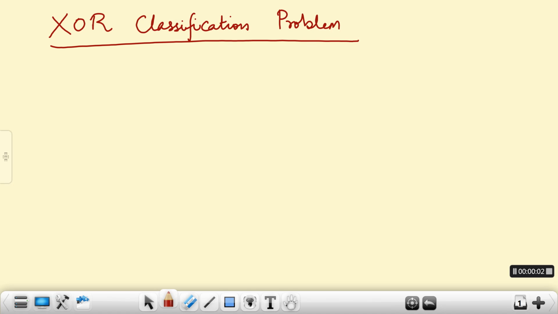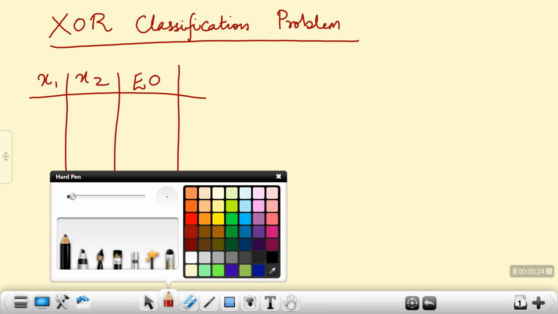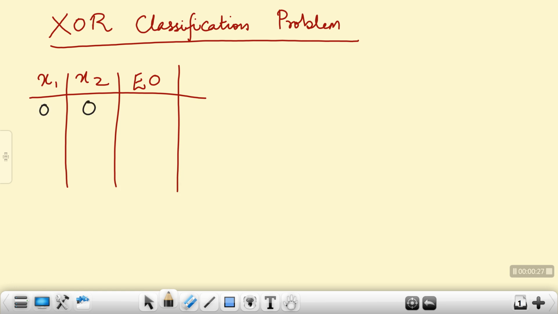Today we shall have a look at the XOR classification problem. Now what is the meaning of XOR classification problem? We know the truth table of an XOR gate. We consider an XOR gate with inputs x1 and x2 and the expected output. If the inputs are 0,0, 0,1, 1,0, 1,1, the expected output will be 0, 1, 1, 0.